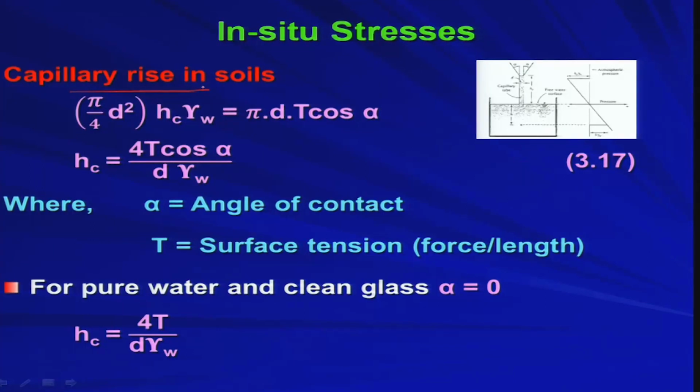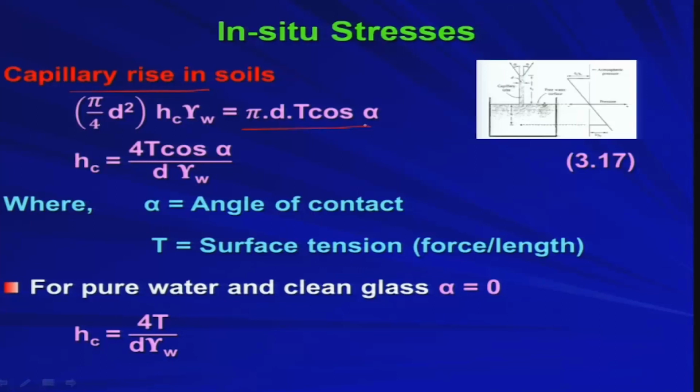that weight, which is taken care of by the surface tension of the water. That is given by pi d, the periphery of the capillary tube, into T, the surface tension, into cos alpha, the component in the vertical direction. So, that will give me Hc equal to 4 T cos alpha by d gamma W, where alpha is the angle of contact as seen here, and capital T is the surface tension, whose unit is force per length.